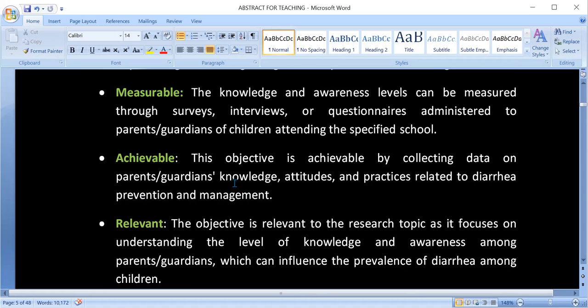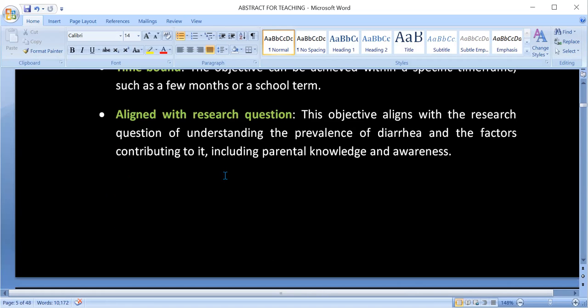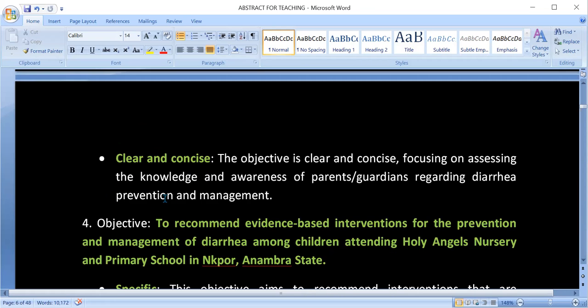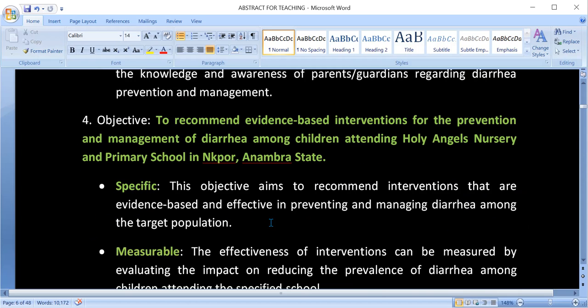Then we can come up with something. It's relevant. It's also time bound and also aligns with research questions. It is clear and concise. The last objective says to recommend evidence-based interventions for the prevention and management of diarrhea among children attending Holy Angel Nursery and Primary School. So if you are looking at it here, it is specific to Holy Angel Nursery and Primary School. To recommend evidence-based interventions, what is measurable?